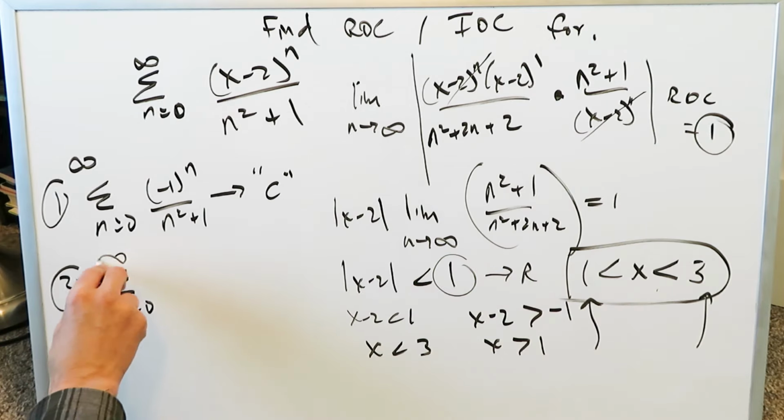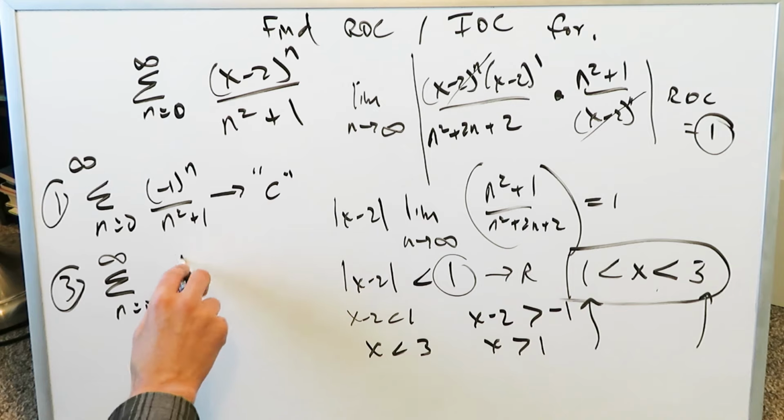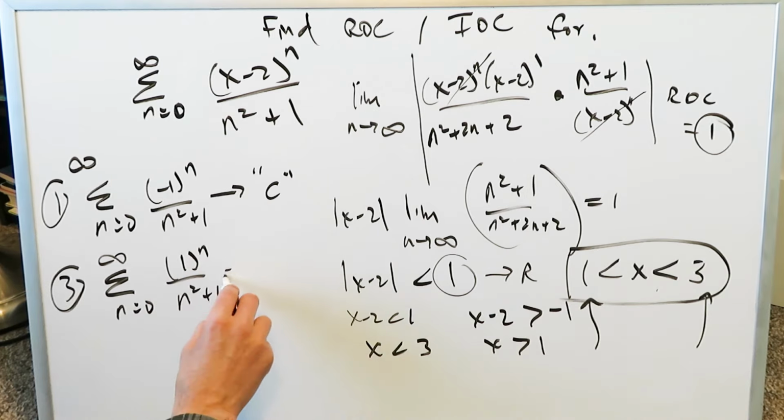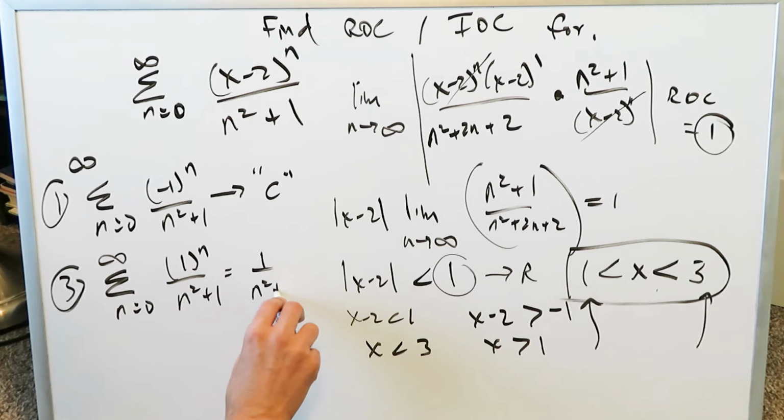What happens when you put 3 into the place of x? 3 minus 2 is 1, to the power of n, divided by n squared plus 1. 1 to the power of n is meaningless. It's just 1 over n squared plus 1. What do you think? Is this convergent or divergent?